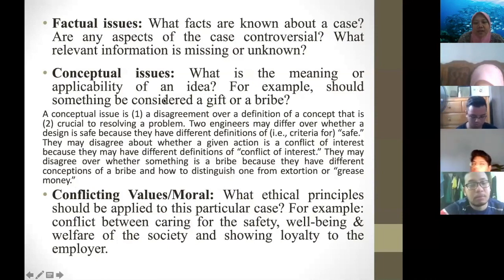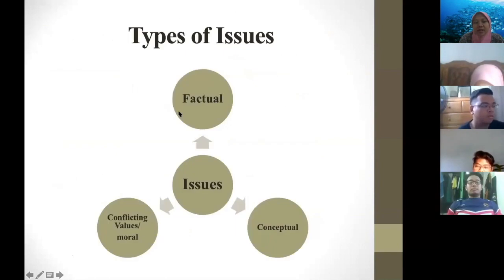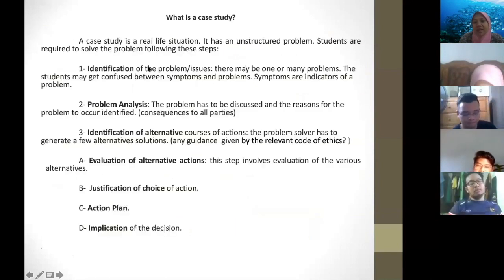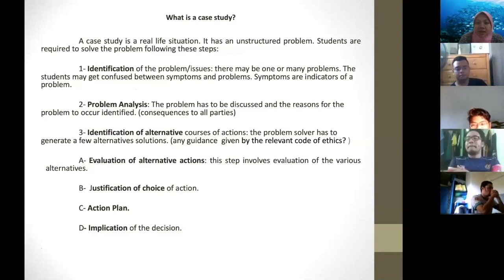So when you are discussing this identification of problems or issues, you divide it into three things: factual, conceptual, and also moral, if there's any. The factual can be one or two, or conceptual can be 1, 2, 3. It depends how you read the case study and how you understand the case study. Okay, any question?